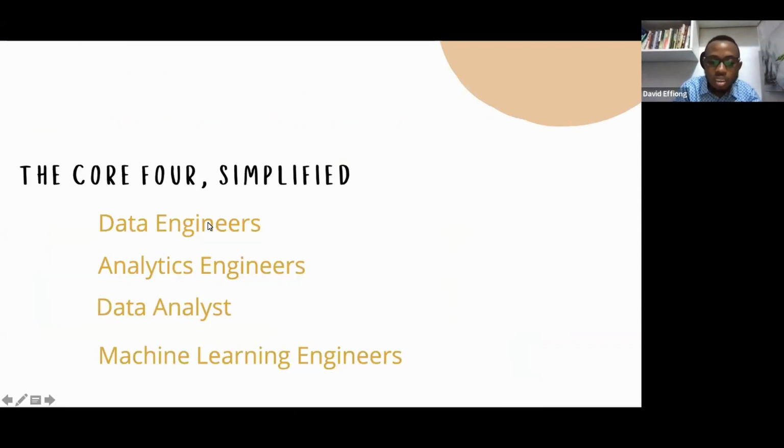He's able to do data engineering work, analytics engineering work, data analytics, machine learning engineering. He's able to do everything. He has general knowledge. You can just call him a generalist.